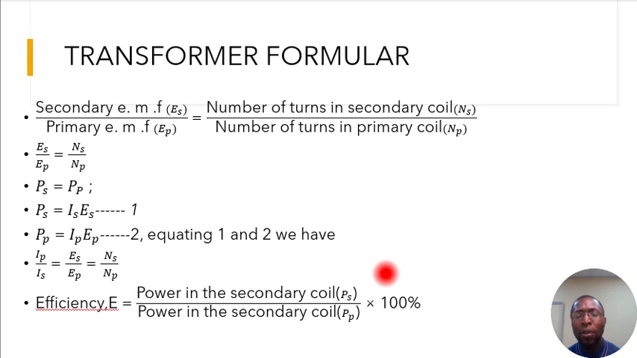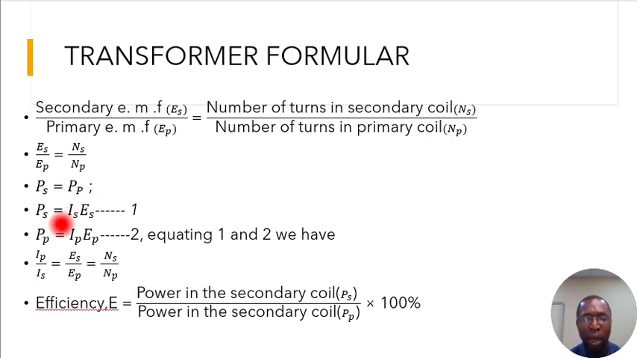Okay, now there are some formulas we use in calculating some quantities in a transformer, and I just have a few of them here. The first one is the ratio of secondary voltage to primary voltage equals the number of turns in the secondary circuit to that of the primary circuit.